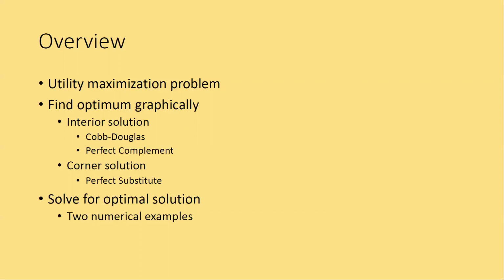I will also describe a special case of utility functions, and those will give us the general conditions of how we find the optimal choice. After we go through all of those, I will solve for the optimal solution for two numerical examples, one for Cobb-Douglas utility function and the other for perfect substitute utility function. And lastly, I will summarize this chapter.